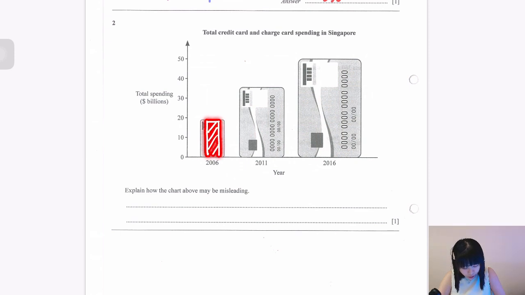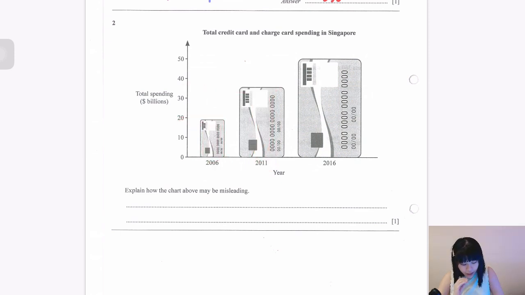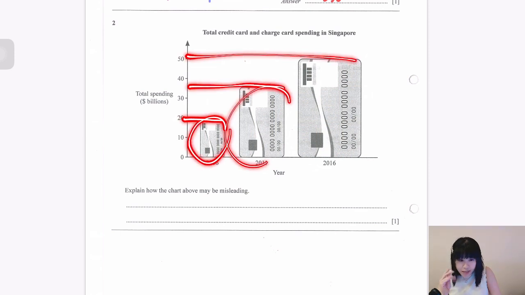Whereby the width here will be constant, meaning to say they will be the same size. So if they are the same size, then the only thing that is different will be the height. And that's why we will definitely look at the height. However, for this, it's a bit confusing because you are not sure whether to look at the height or to look at the size of the cards, right?